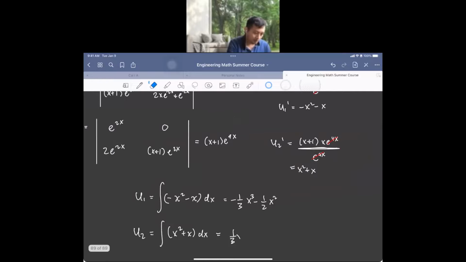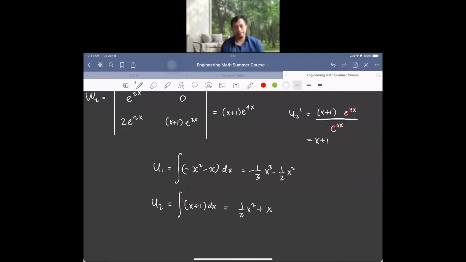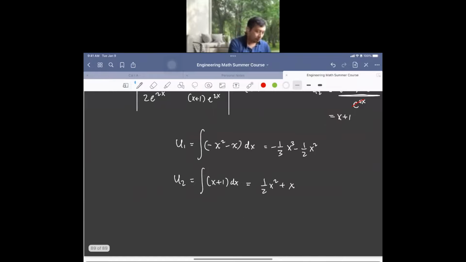Oh, sorry. This is not x squared plus x. Okay, so this should be just x plus 1. So x plus 1 dx. So having half x squared plus x. Okay. And then from this u1, u2, we have yp.